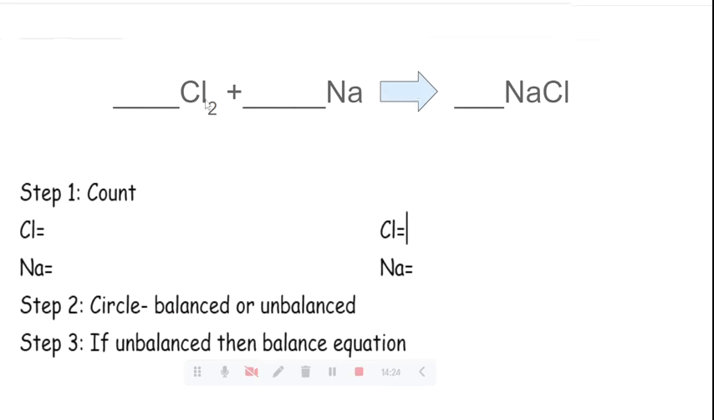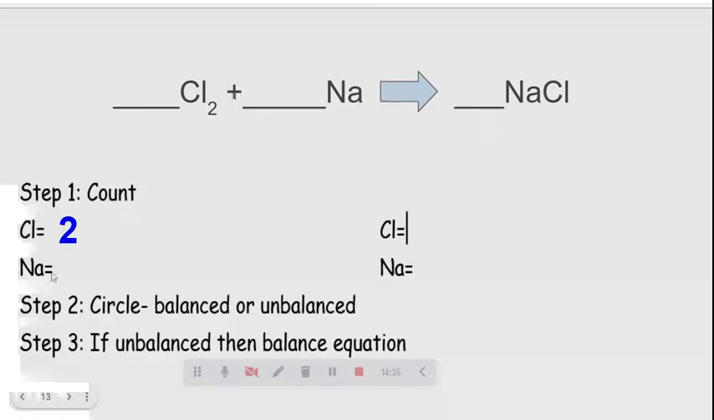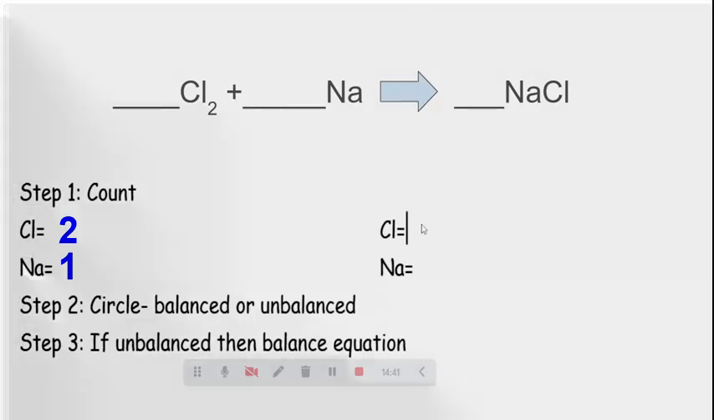So I have Cl2. How many Cl's or chlorines do I have? I have the number 2, because that subscript is indicating 2. How many Na or sodiums do I have? I have 1. Now looking over here, I have how many chlorine and how many sodiums? I have 1 and 1.